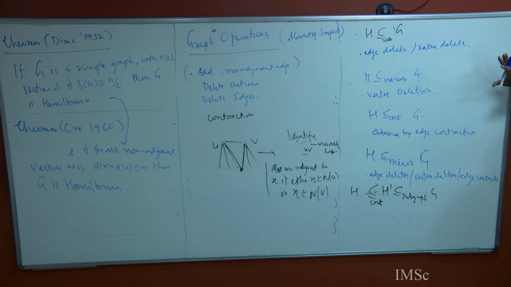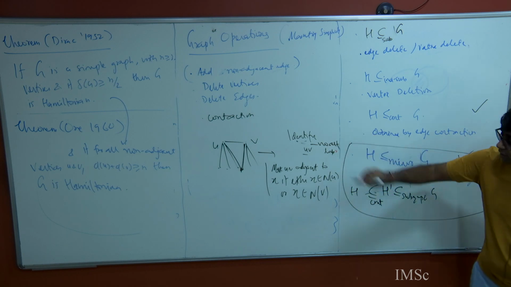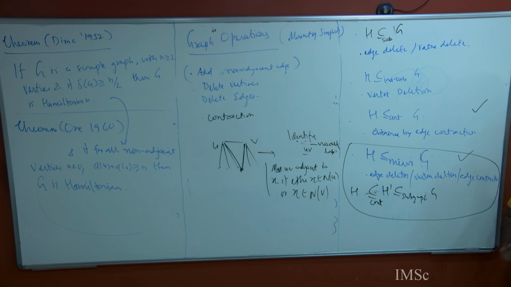So these are the two new operations that I have defined: contraction and minor. This is the backbone of 20 years of graph theory which people have done. Literally 20, 25 years of graph theory is about understanding what minors mean, and what happens if you exclude some minor. The last 10, 15 years is about seeing what it means with respect to induced subgraph exclusion. But a large part of graph theory, which hopefully we will have time to dwell deep into, is all about minors, minors, minors.